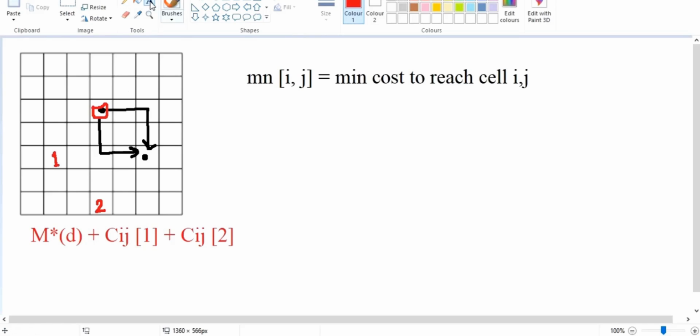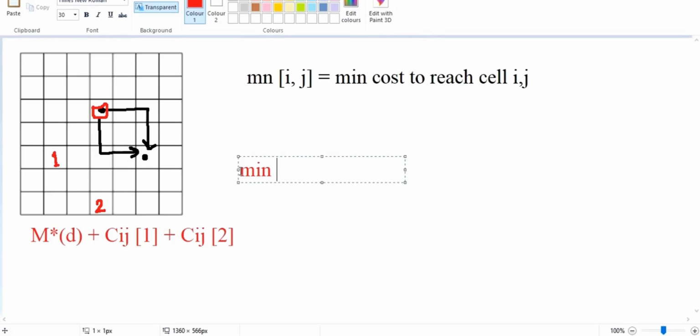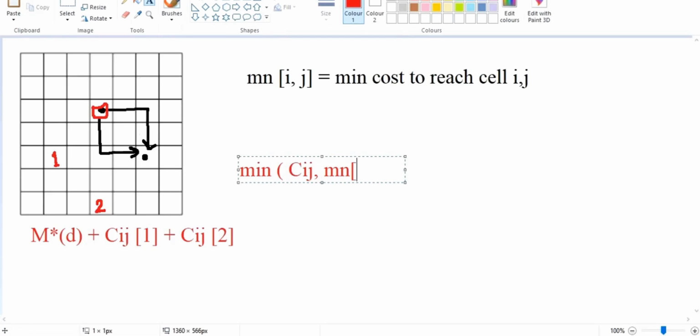In that case, we could have the minimum cost as Cij, because Cij indicates the cost for constructing the bus stop at that particular location, and it's my first bus stop, right? So we can have it as simply Cij. Else what we can do is, as we have seen, let's say it's your second bus stop.